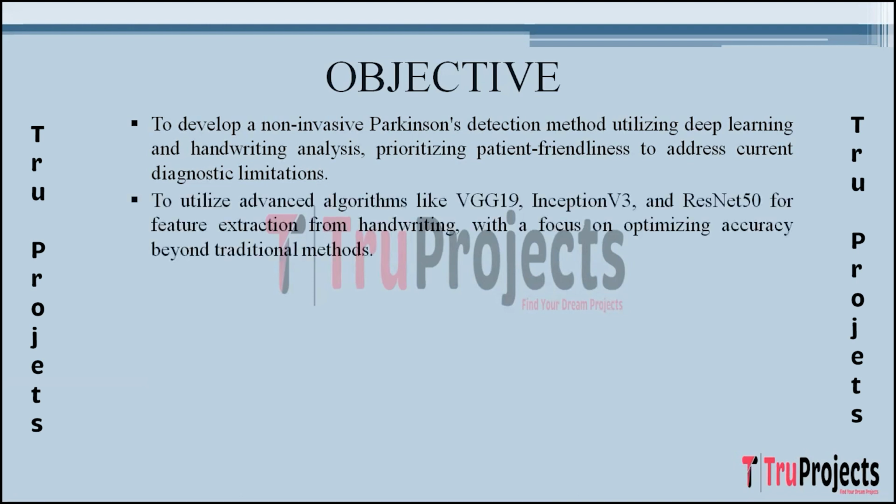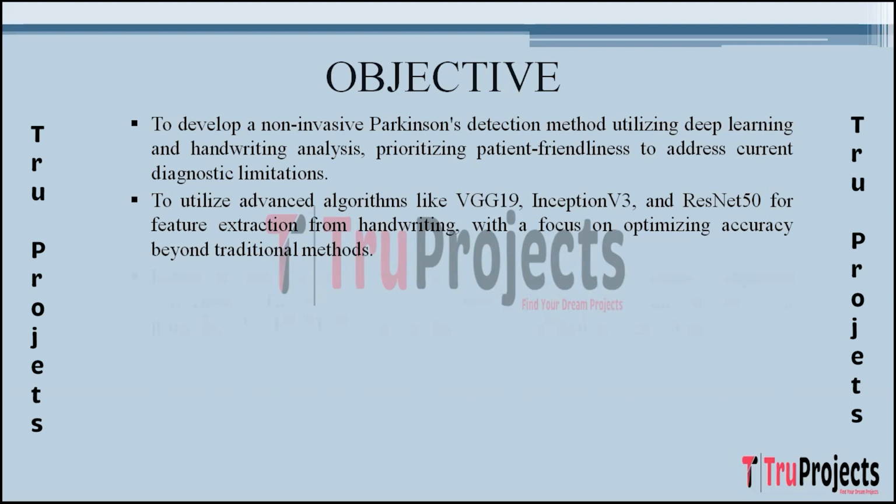And we are utilizing cutting-edge algorithms such as VGG19, Inception V3, and ResNet50 to extract features from handwriting. And the primary focus is on optimizing accuracy beyond traditional methods. By leveraging these advanced algorithms, we aim to improve the precision of Parkinson's detection, providing a more effective and reliable diagnostic tool.